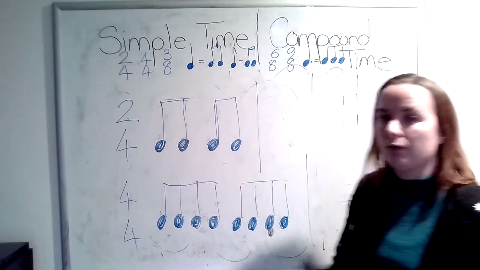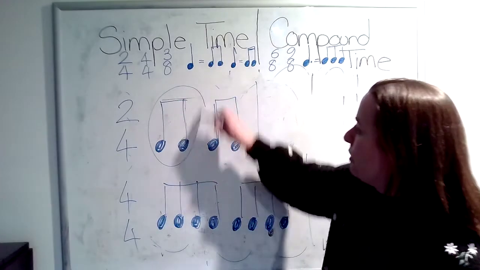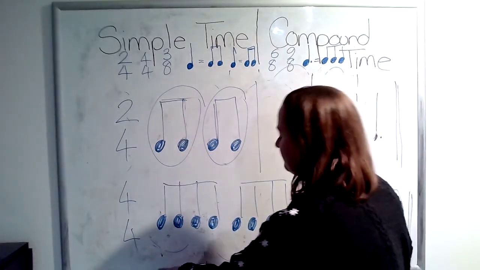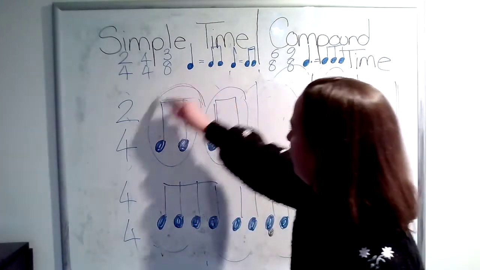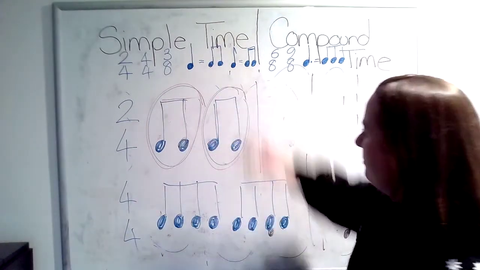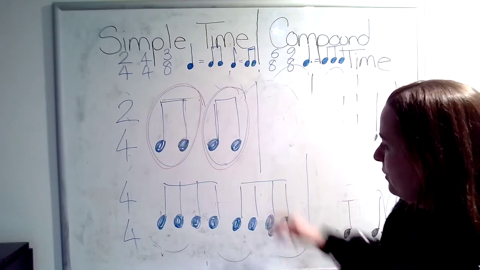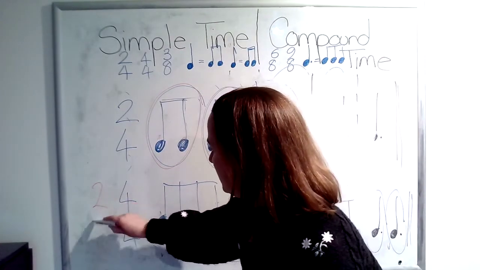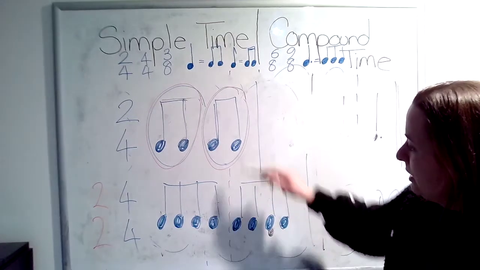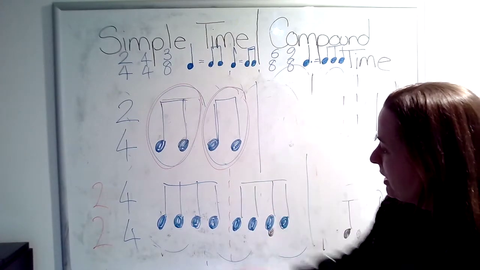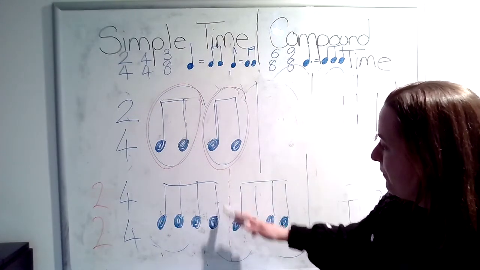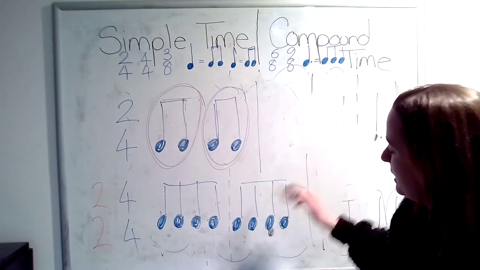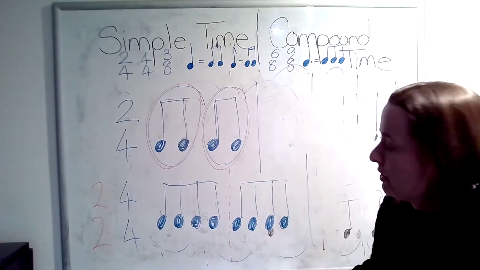Okay, so in 2/4, we've got 1 beat, 2 beats. 4/4, it's kind of similar to 2 minim beats in a bar. We've got 1 imaginary line. We can group all 4 in the first half of the bar together, all 4 in the second. So you would do that for 2/2 as well.